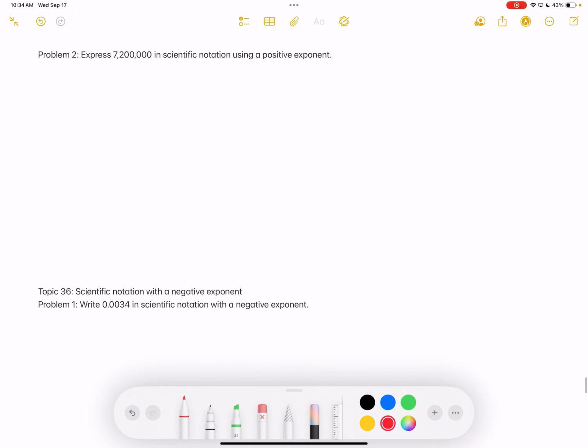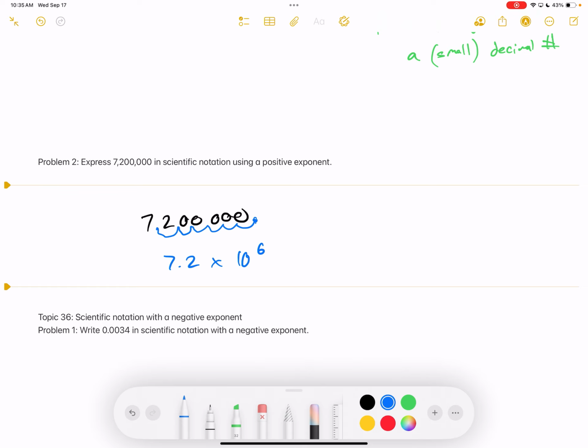Okay, so on this one, my decimal is right here. I move it. Whoa. I move it 1, 2, 3, 4. I'm at 720, 72, 7.2. And I moved it 1, 2, 3, 4, 5, 6 times. And again, it's going to be positive because it's a big number, 7.2 million. Don't count the zeros because that's not the right answer. You have to move the decimal.